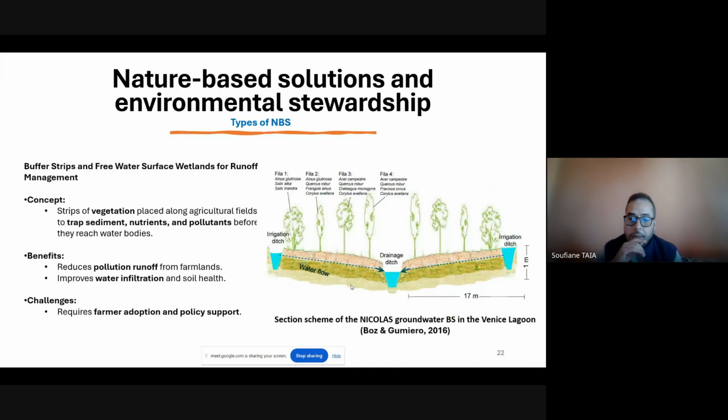So another solution is the buffer strips and free water surface wetlands. Those are strips of vegetation planted along agricultural fields. They help trap sediments, nutrients, and pollutants before they can reach the rivers or lakes. They also reduce pollution runoff from farms, protecting water bodies, and also improve water infiltration and enhance soil health. One of the main challenges is that this solution depends on farmers to adopt those practices, and also requires great support from stakeholders to be implemented widely.